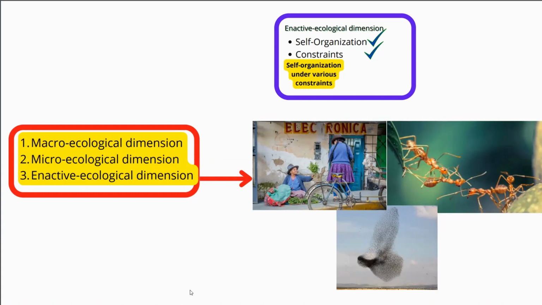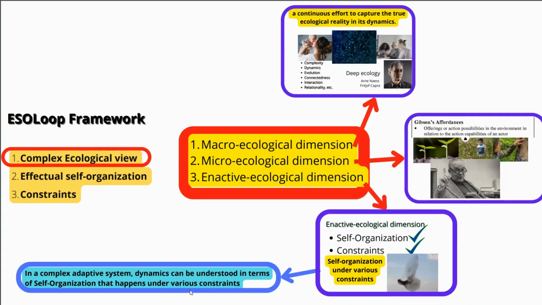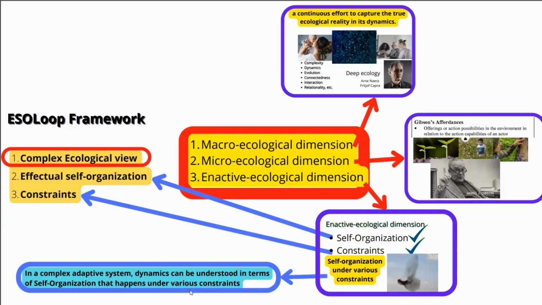The third one is enactive ecological dimension. The enactive ecological dimension of the framework is for acting in the world, which involves the application of two important concepts, self-organization and constraints. This is based on the understanding that complex adaptive systems like entrepreneurship have a tendency to self-organize under various constraints. That means in a complex adaptive system, the dynamics of the system can be understood in terms of self-organization that happens under various constraints. The enactive ecological worldview that includes self-organization and constraints forms the core praxis components of the framework, which will be discussed in the upcoming sessions.